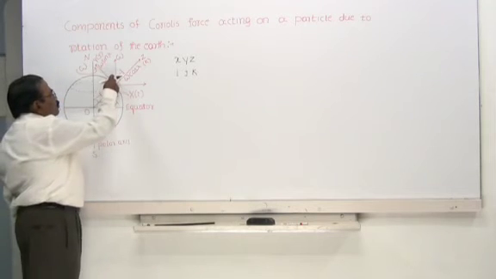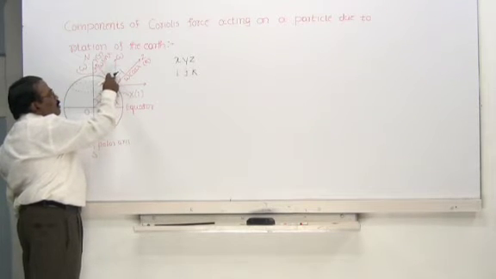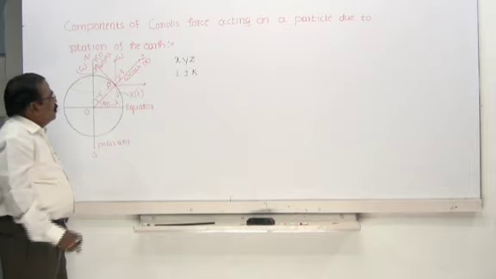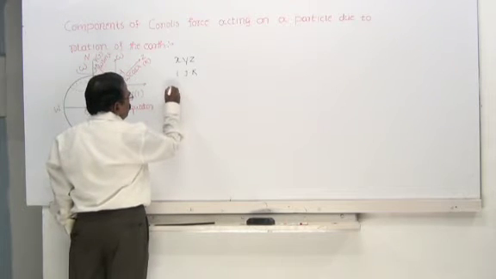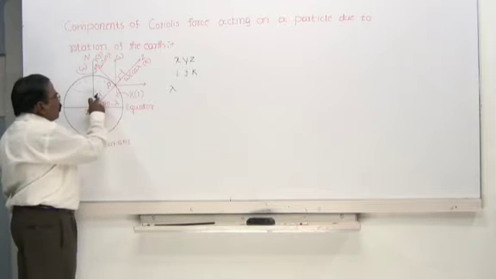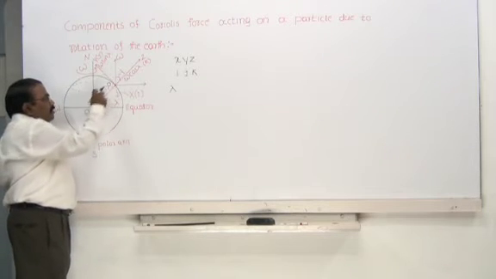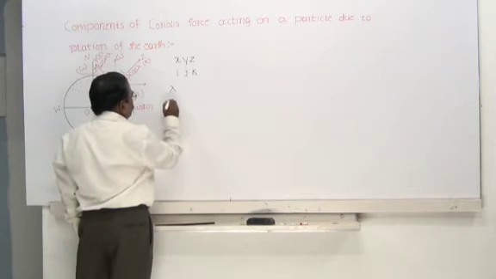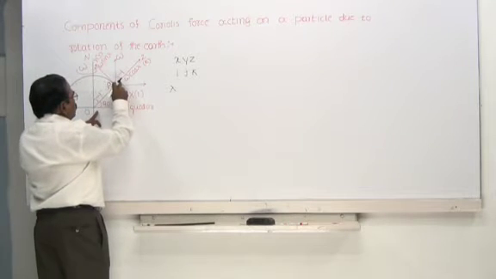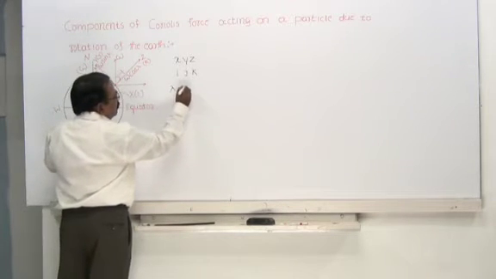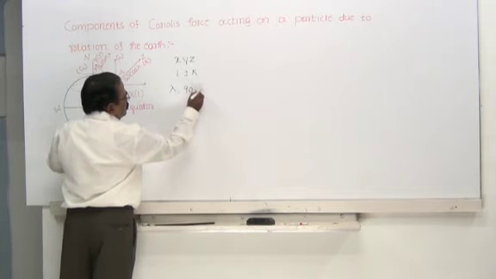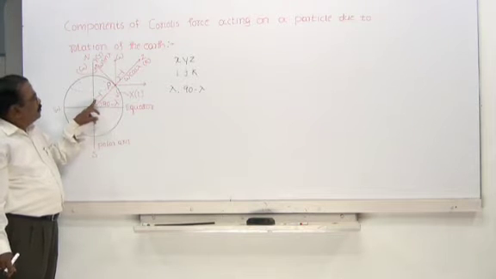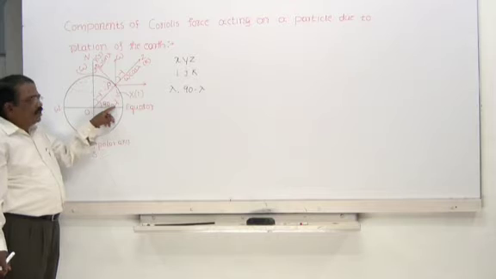Then this omega is divided into two components. If lambda is the co-latitude, then the latitude at point P is this angle. Latitude at point P is 90 minus lambda.